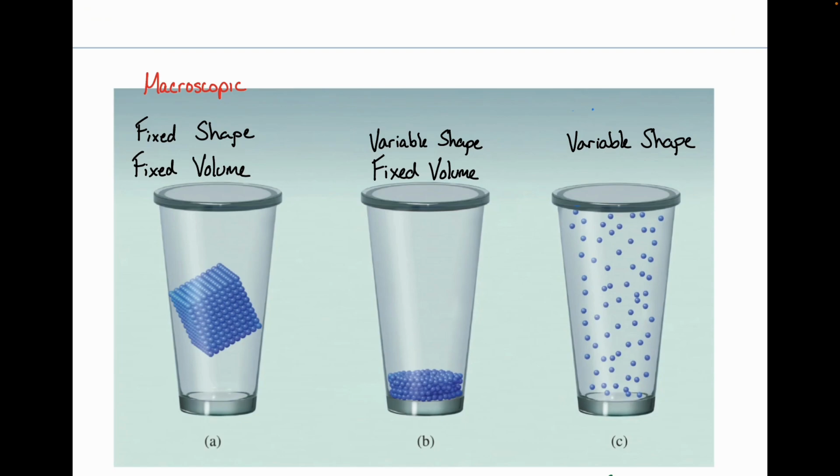All right, the big difference about a gas is it will also expand or contract to completely fill whatever container it's put in, right? So the volume of a gas will change depending on what container it's in. So not only does it have a variable shape, it also has a variable volume.